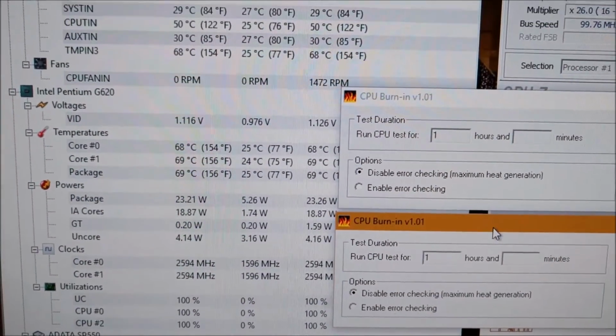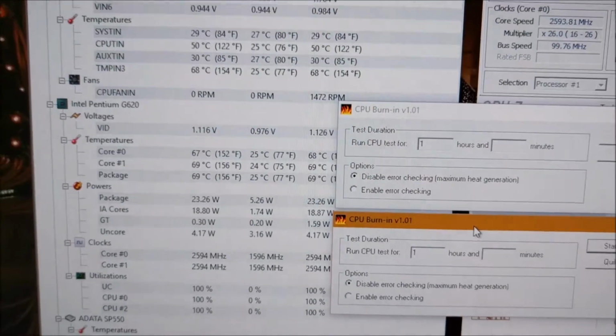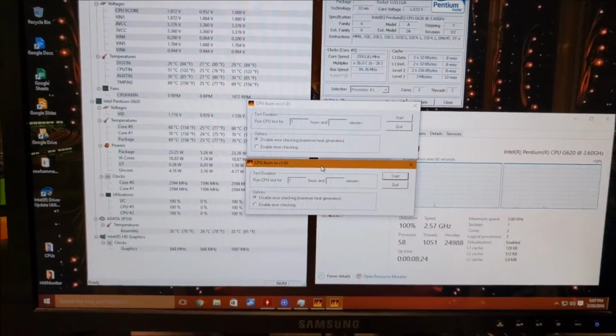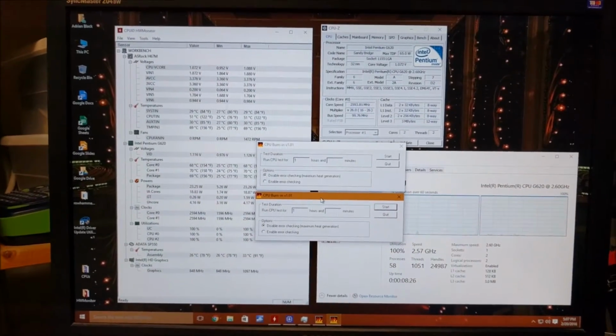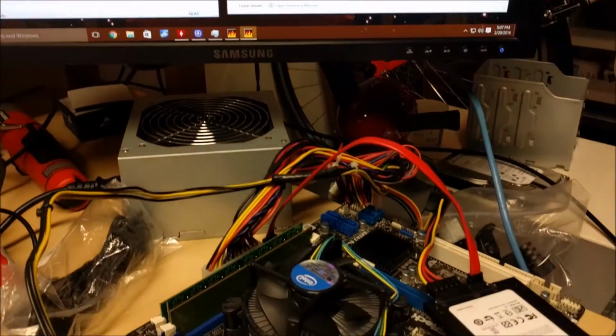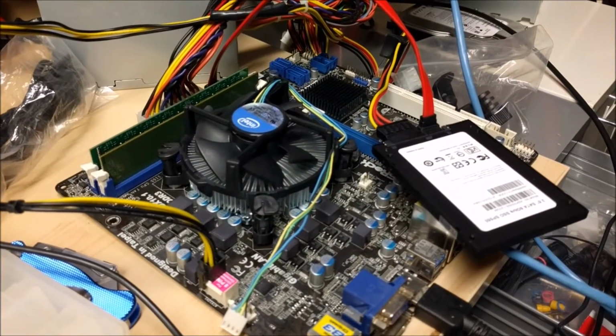So we're at 69 degrees and climbing. Although it's still 2.6 gigahertz, so it hasn't throttled. Anyhow, this is my playing around, torturing an Intel processor.